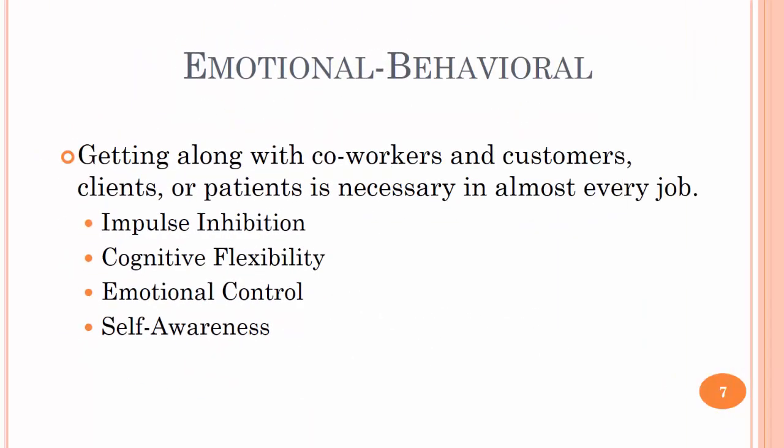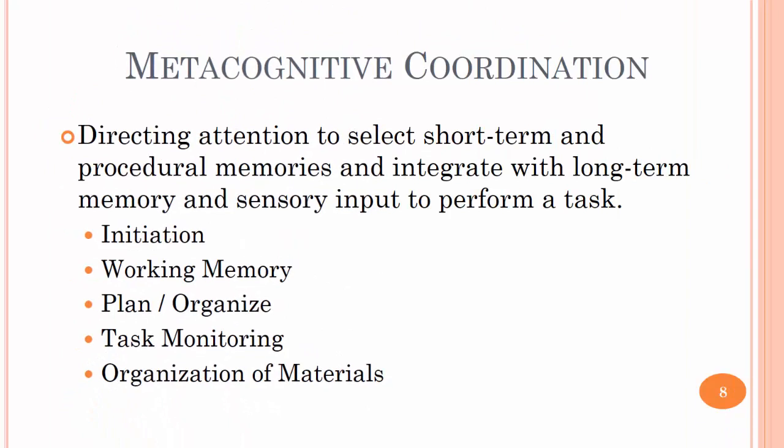The emotional behavioral executive functions have to do with the person's ability to get along with coworkers and customers, clients or patients, which is necessary in almost every job. The four main areas in emotional behavioral executive function have to do with impulse inhibition, cognitive flexibility, emotional control, and self-awareness.